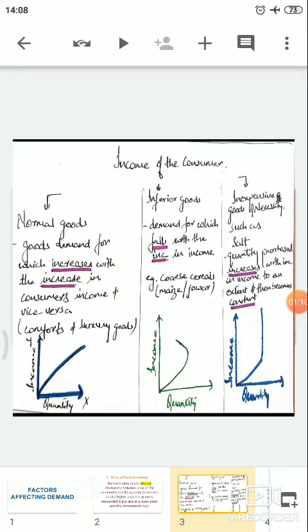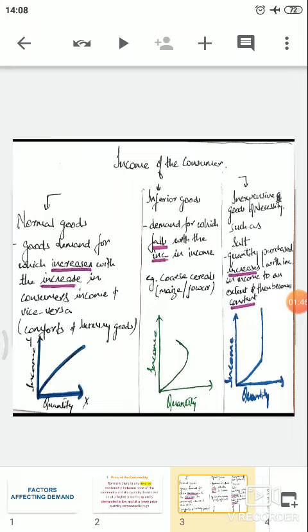The second factor which affects demand is income of the consumers. Now, when we are writing how the income of the consumer affects demand, you must write these three categories of goods, because if you don't write all these three categories, you will not fetch full marks. So if you are asked how the income of the consumer affects demand, you have to write that there are three types of goods: normal goods, inferior goods, and inexpensive goods of necessities.